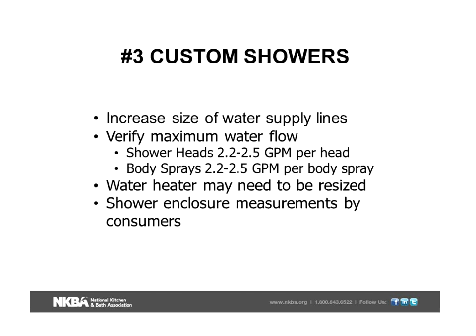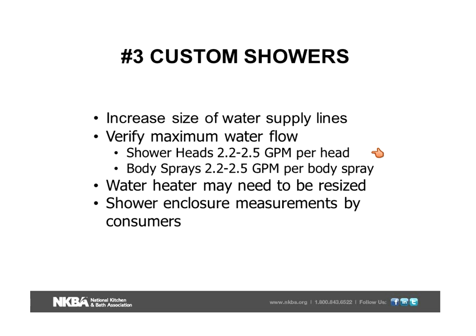Number 3, custom showers. Oh, we had a lot of problems with custom showers. So let's get started with it. First of all, you may need to increase the size of the water supply lines. Then you have to do a little math. Verify the maximum water flow. Check your shower heads. They vary between 2.2 to 2.5 gallons per minute.